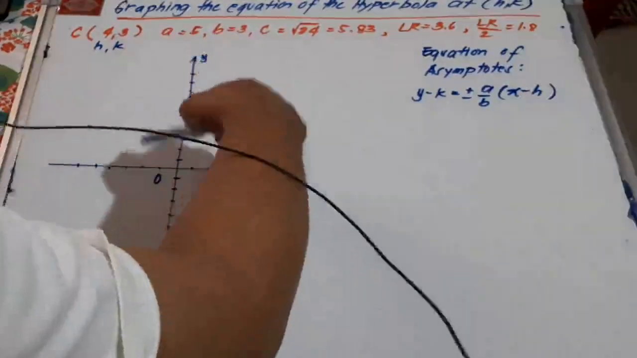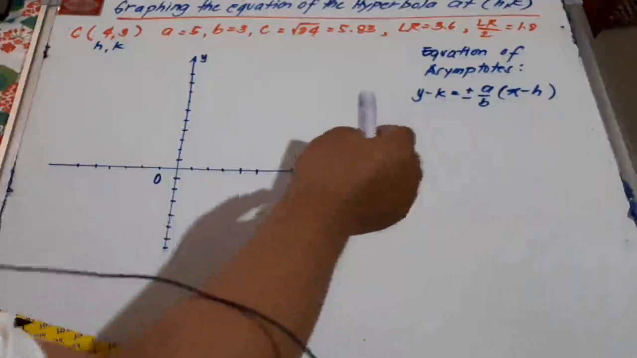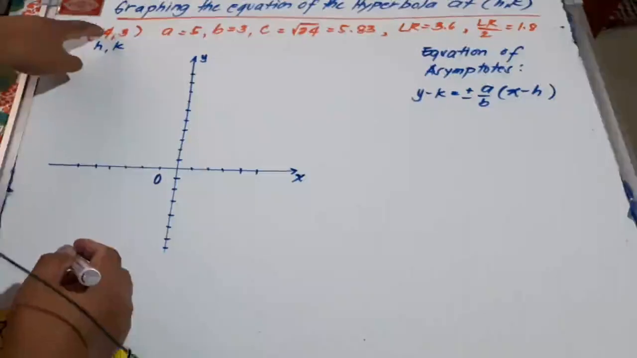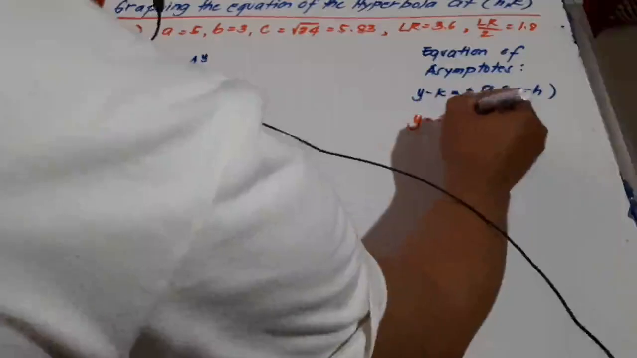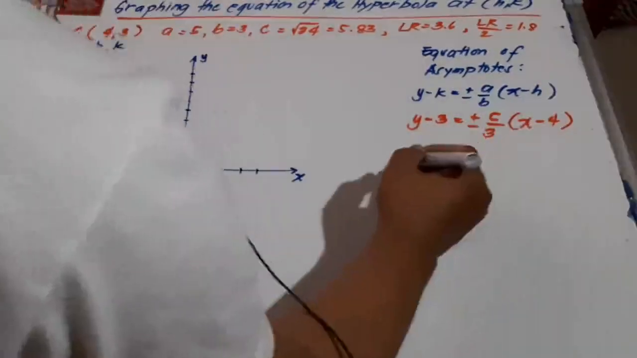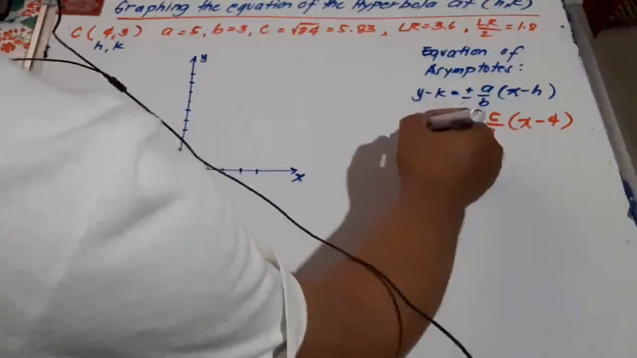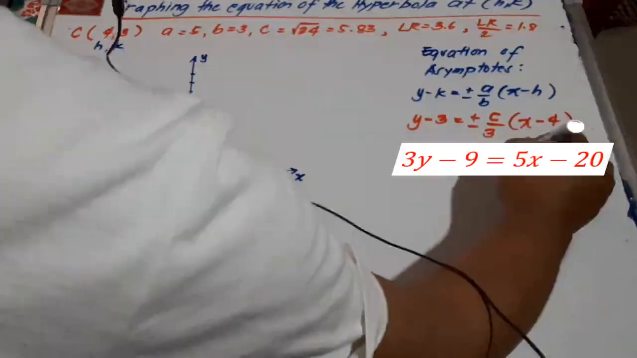Now, ito'y vertical. Kapag vertical, a over b. Kapag horizontal yung ating hyperbola, that will be b over a. So, i-substitute natin yung mga values niya. k is 3, h is 4, a is 5, b is 3. So, we have y minus 3 equals plus or minus 5 over 3 times x minus 4. Then, if we're going to consider the positive value muna of 5/3, cross multiplying 3, we have 3y minus 9 equals 5 times x minus 4.